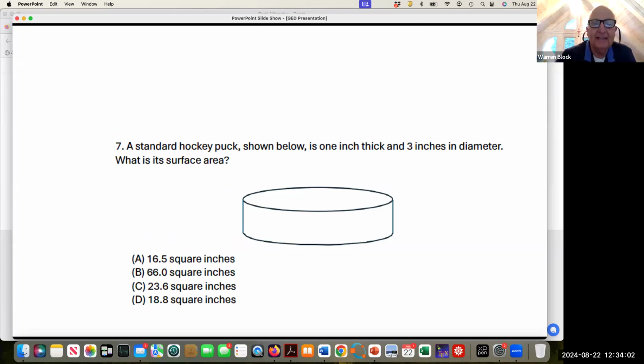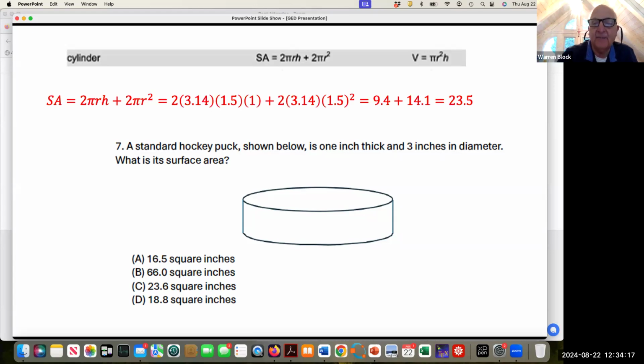Okay, we have a hockey puck. And what is the surface area? So you need the formula sheet to figure out what the formula is. And then you have 2, a top and a bottom. So that's pi r squared. So there's 2 pi r squared, and then the cylinder that goes around is 2 pi r h. So you really need the formula, unless you've been teaching math for 37 years. Then it's a little easier.